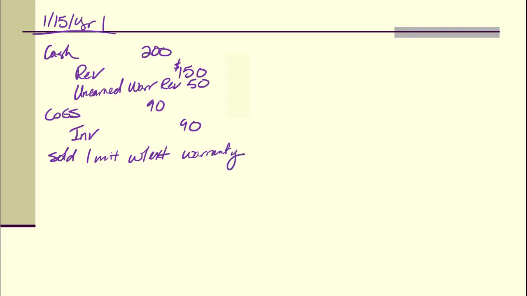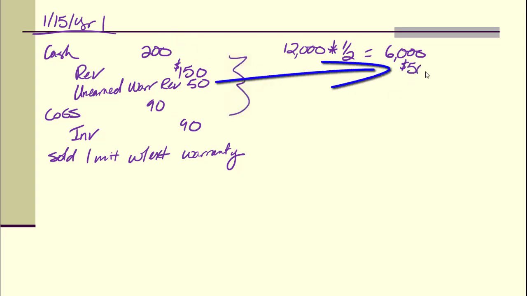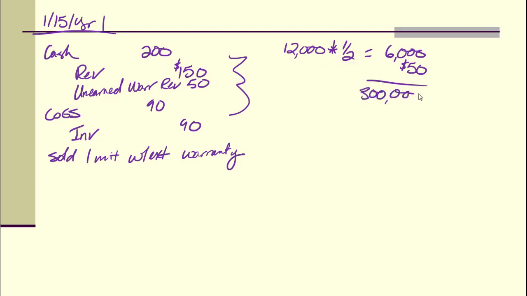If we look at the information that we were given, we were told that we sold 12,000 units and half of them purchased this extended warranty. So 6,000 times. We're going to make this journal entry. So that means we're going to earn 6,000 times 50, a total of $300,000 selling this extended warranty.